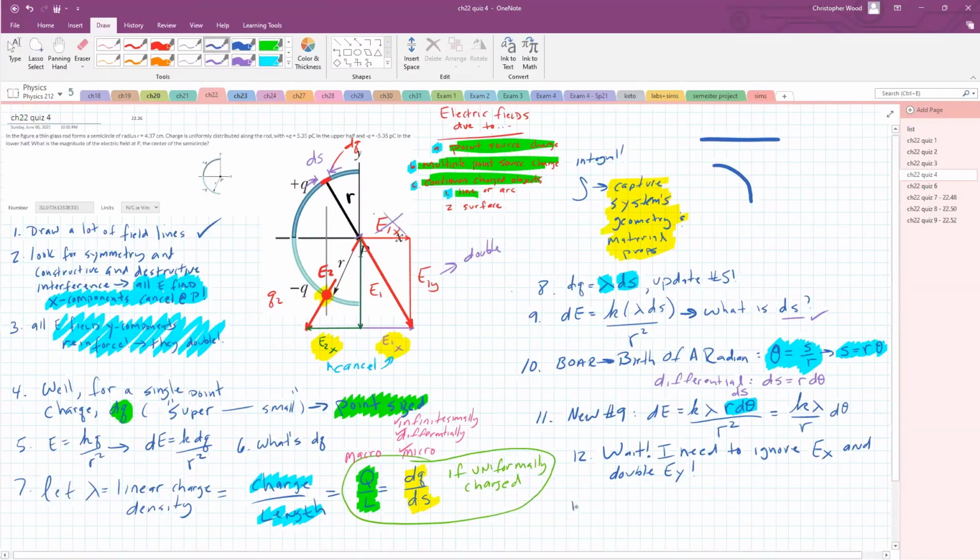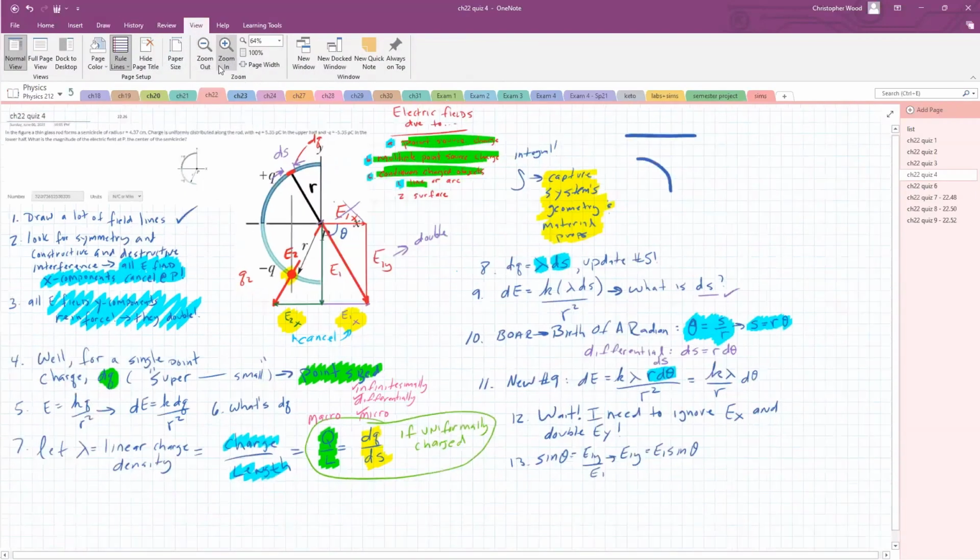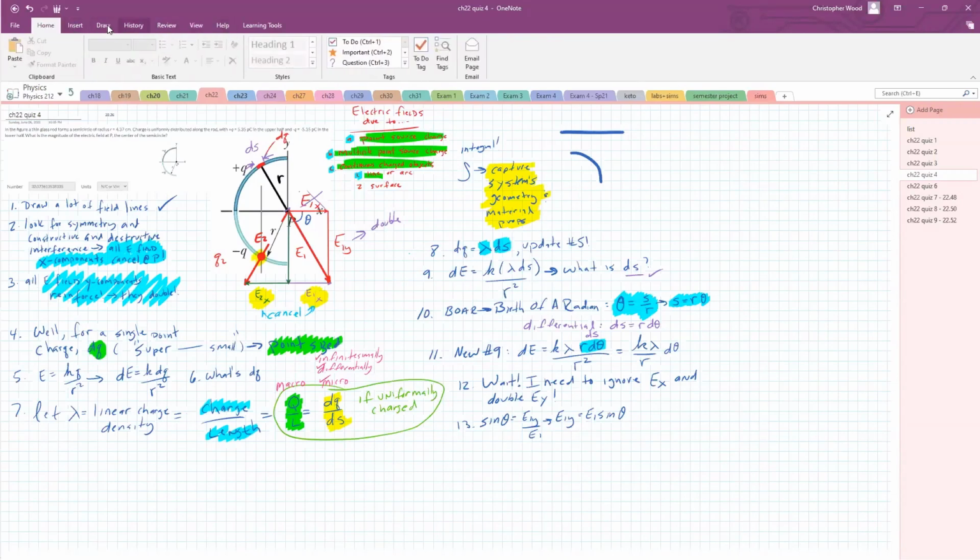Number 13. Well, I better back up. What's a good angle? This is angle theta. If that's angle theta, then I can say that sine of angle theta equals the side opposite, E1y, all over the hypotenuse, which is E1. Which is why I can say E1y equals E1 times sine theta. That should sound very familiar to you. This is very repetitive, although it might not sound repetitive if you're not engaging in deep learning.